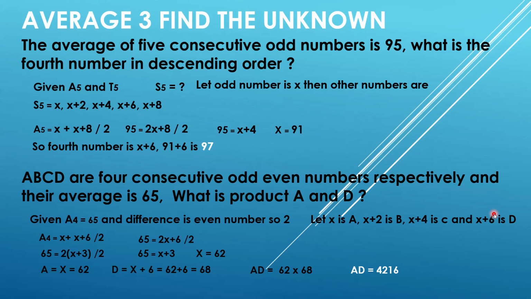4216. Okay, so this is the average of 3 where you are asked to find the unknown. You don't know what the number was, so you can find it this way if the difference is the same.